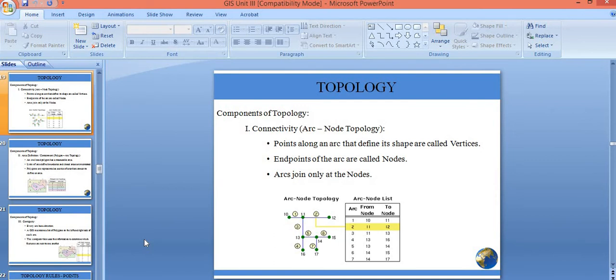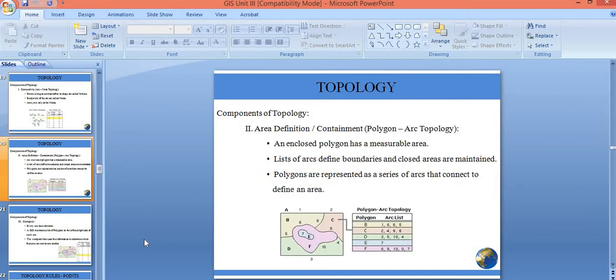Okay, so connectivity component is also referred to as arc node topology. Whenever we want to store some arcs, some lines, you will be storing them by means of points. Okay, so this is what we discussed in the second unit itself. You will be storing the lines by means of points. You will be storing the polygons by means of lines. So that is the second component, called containment component, polygon arc topology. You will be storing the polygons by means of arcs.